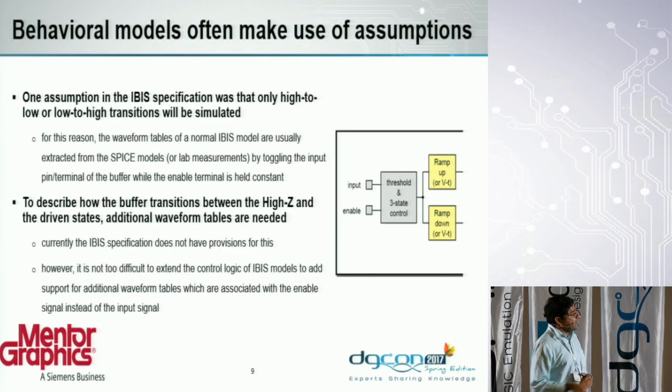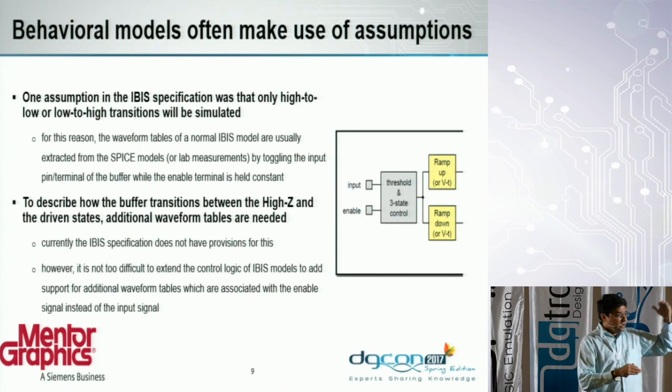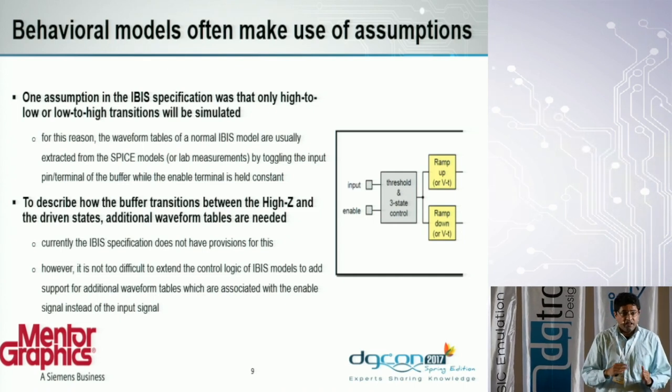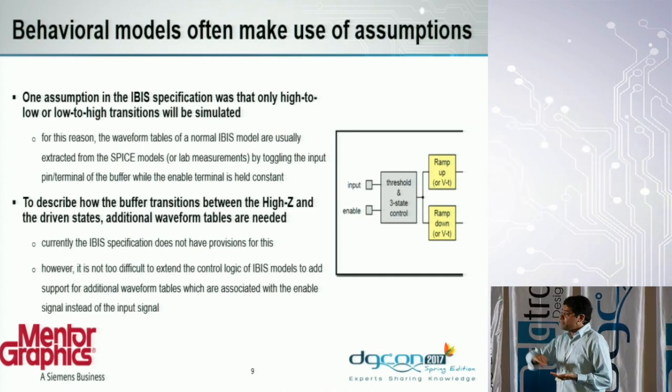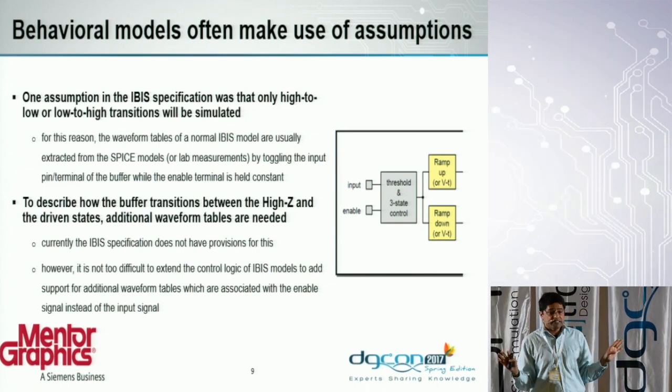However, one of the assumptions that IBIS makes is that whenever you are driving, you're either going high or you're going low. So if you're changing states, you're going from a 0 to a 1, or you're going from a 1 to a 0. Those are the only two things that you assume.